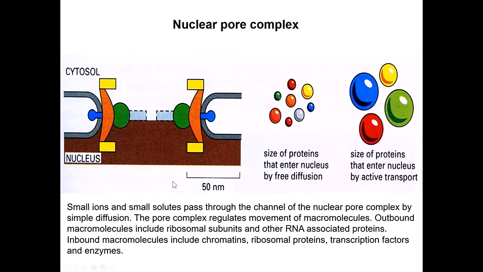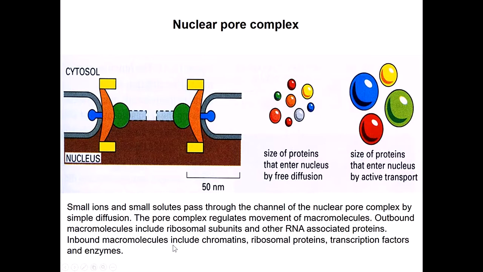So here's our nuclear pore complex schematically. Really small molecules like water and ions and things like that can just pass across by simple diffusion. Anything that's bigger will have to be chaperoned by one of those transport proteins. Things that are going into and out of the nucleus, there's going to be ribosomal subunits, RNA obviously going out of the nucleus, chromatins, ribosomal proteins, transcription factors, enzymes maybe going in for nuclear function.